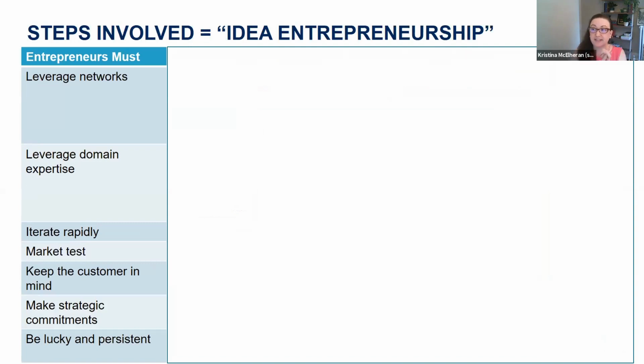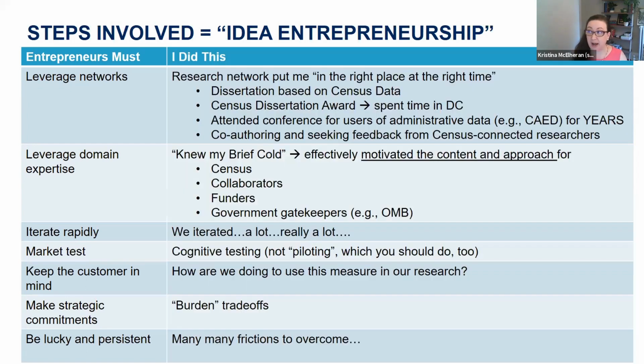And it's a good model for researchers quite generally, but in particular, we know that entrepreneurs have to leverage their networks, they have to leverage their domain expertise, they've got to be ready to iterate rapidly, they've got to market test, they've got to keep the customer in mind, they have to make strategic commitments, and they're going to have to be lucky and persistent. And that's really the best way to describe what I did. And I can tell war stories offline. I think it might take too much time if I get into too much of the background.